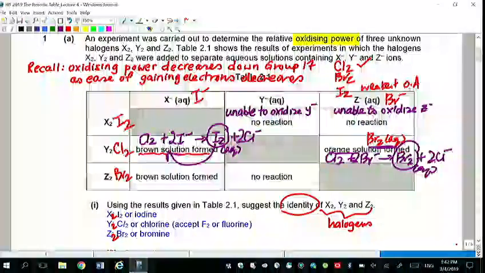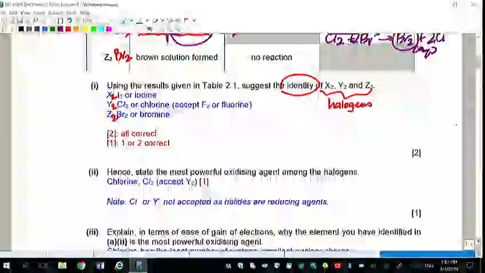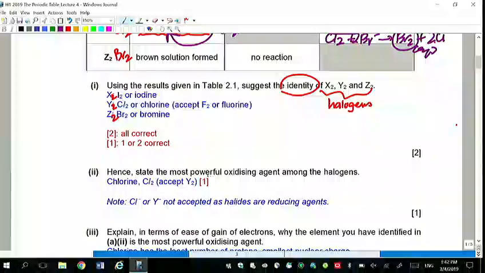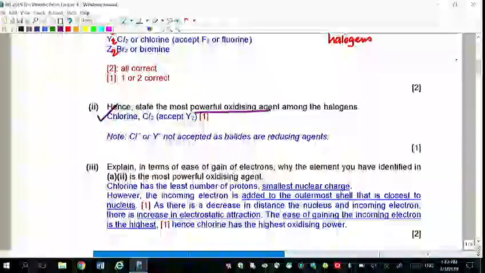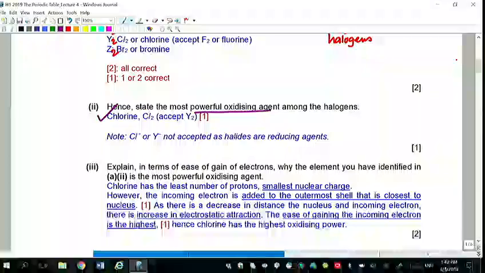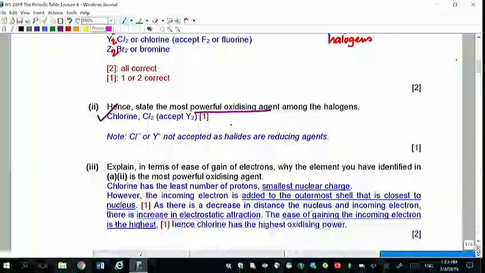Can follow? Okay, so just take note of this. Then, of course, the next part, when they ask you which is the most powerful oxidizing agent, you should be able to tell me that chlorine is the most powerful oxidizing agent. Now, the explanation is actually given in your lecture notes. You need to be able to recall this explanation.